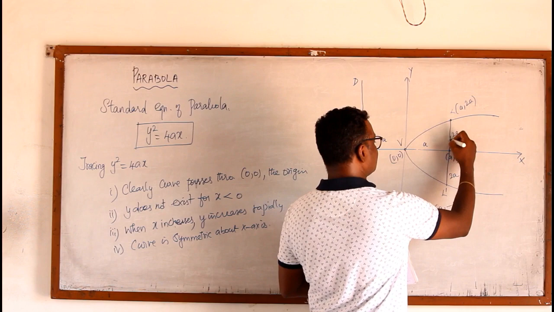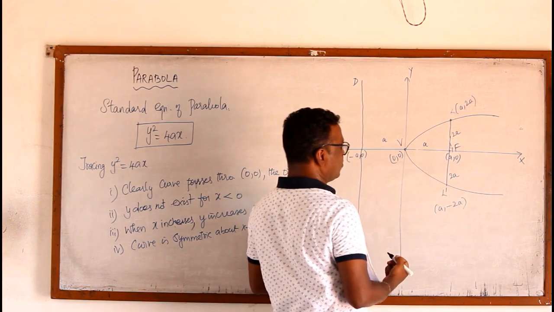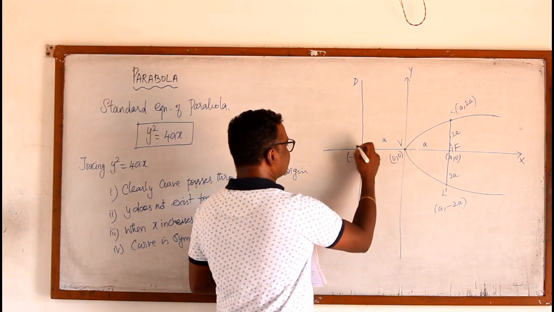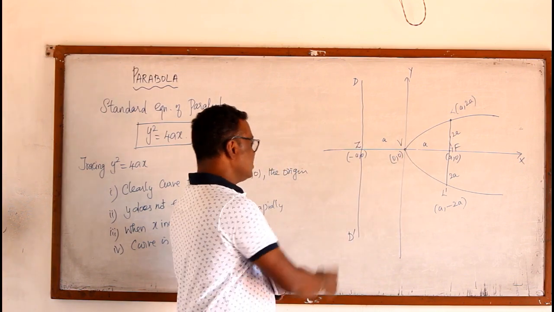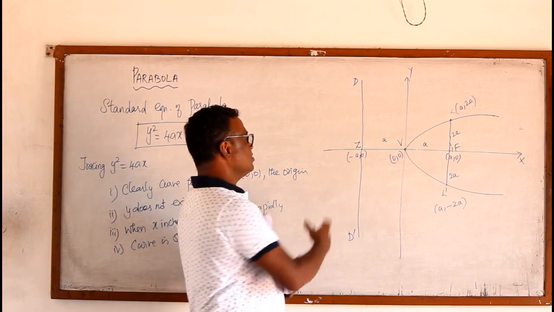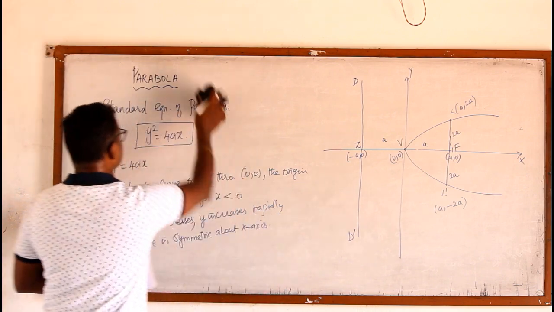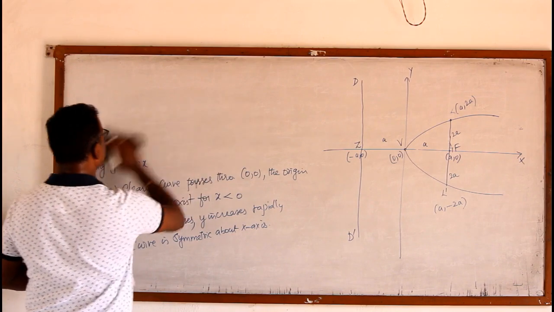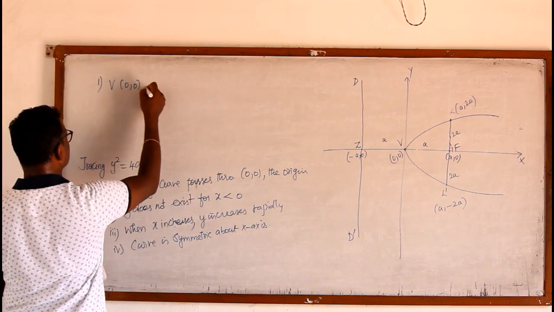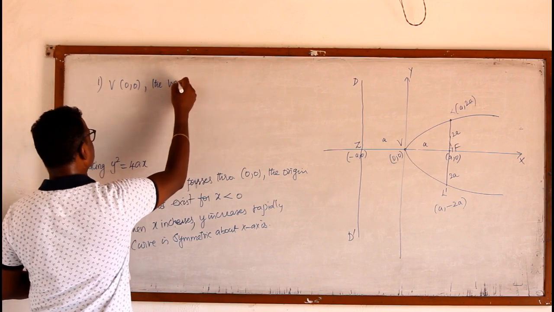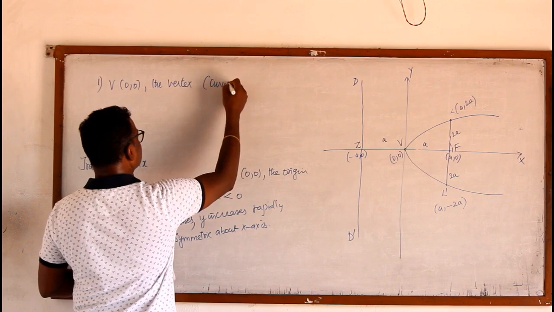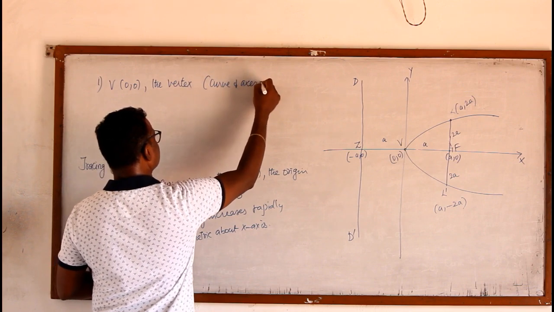So we shall write these points clearly. This is F, the focus; LL dash is the latus rectum; B is the vertex, and DD dash is the line which passes through minus a comma 0, that is the directrix. Now we shall write all those things. First one, V 0 comma 0, the vertex, where the curve and the axis intersect.